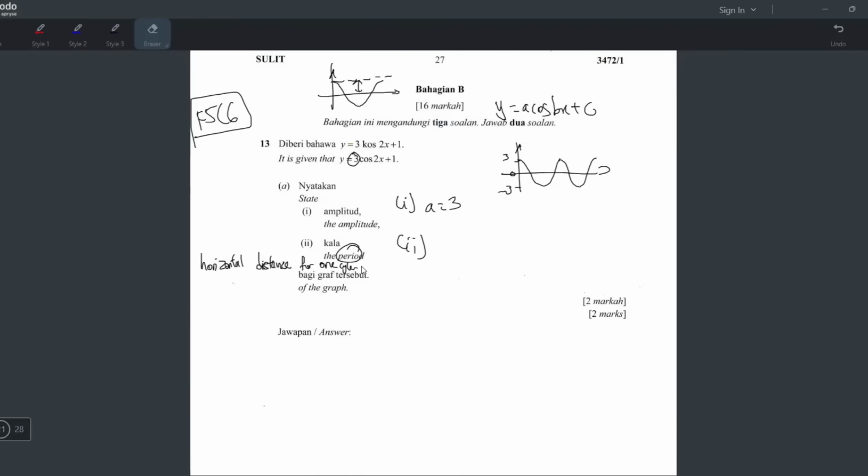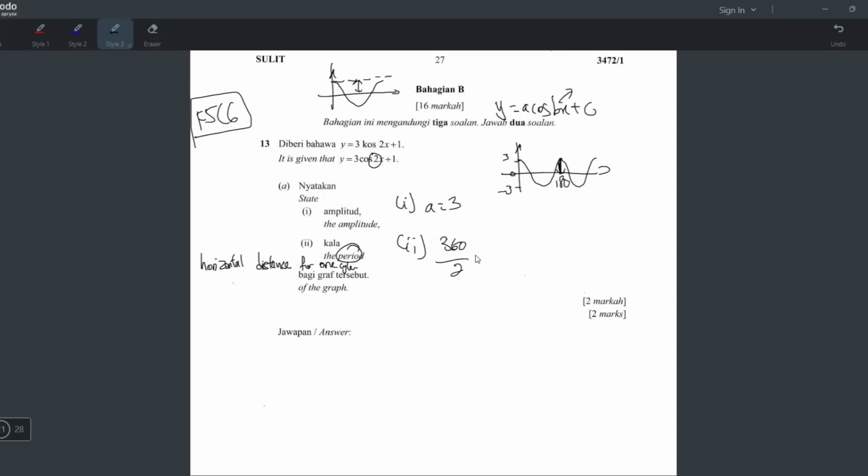But actually, when you find the period, we will not look at the 1 and the 3. Yeah, we don't look at the A and the C. We only look at the B. Because the B will tell you how many cos graph you have to draw. So it will affect the period. Yeah, it will affect the horizontal distance. So if B is 2, then here will be 180 for sure. So that's why the answer is 180.